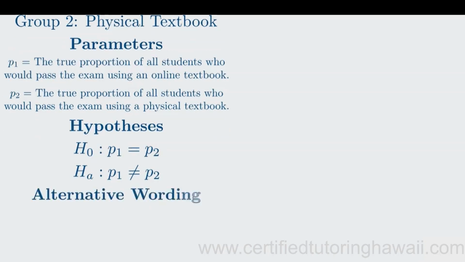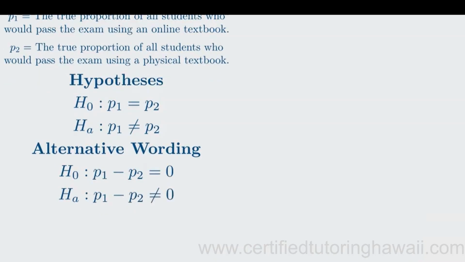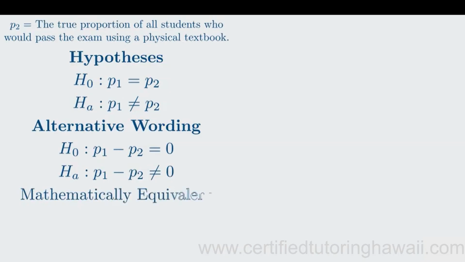Alternatively, you can write H0 as p1 minus p2 equals 0, and Ha as p1 minus p2 is not equal to 0. You can write these either way. They mean the exact same thing mathematically. Using the difference notation is often helpful when we start thinking about the sampling distribution.